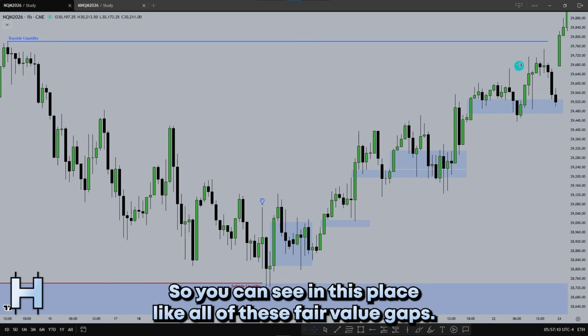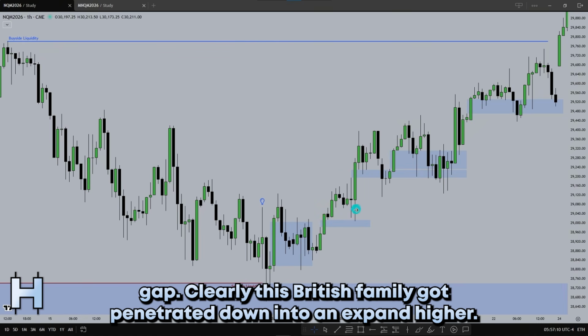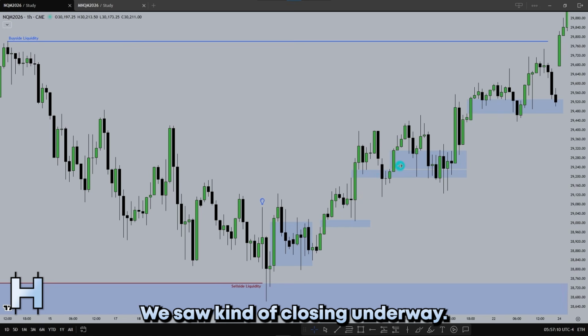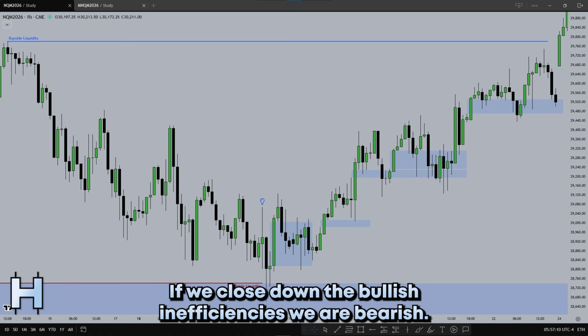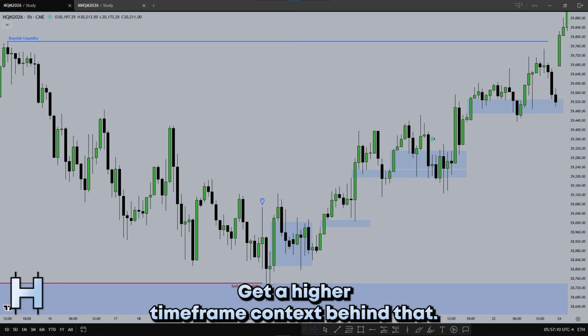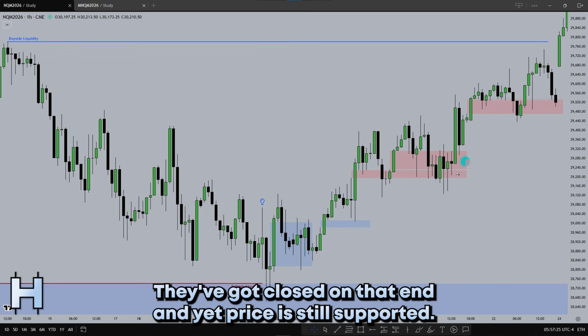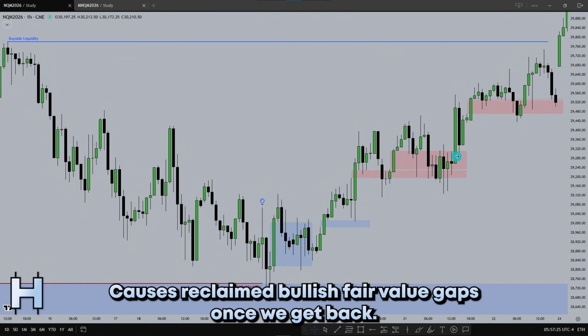So you can see in this price leg all of these fair value gaps, and you might be asking, okay, here we traded higher away from this fair value gap, created this bullish fair value gap here, traded down into it and expanded higher. But in here, price started overlapping inefficiencies. We saw candles closing under it, and people might then say, okay, we are bearish. If we're closing under bullish inefficiencies, we are bearish. But that's where people fail to get a higher time frame context behind it. You can see all of these inefficiencies that have failed in here. They've got closed under, and yet price is still supported higher. ICT calls this reclaim bullish fair value gaps once we get back above them.